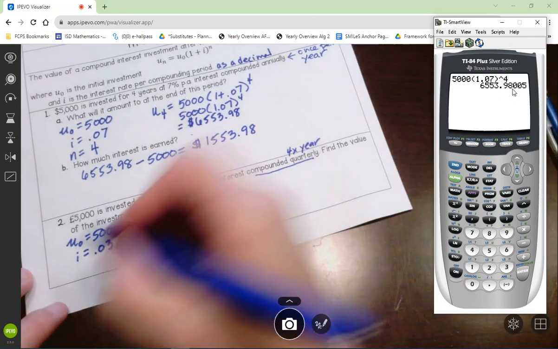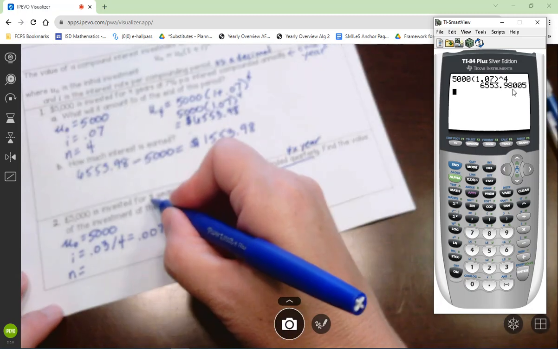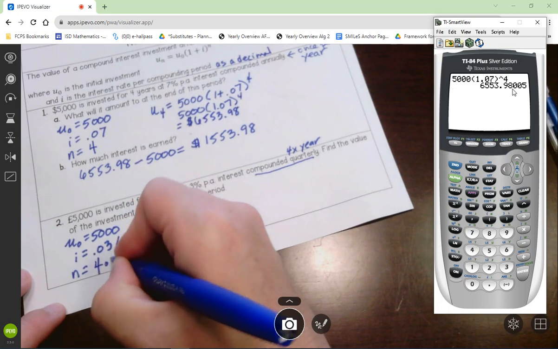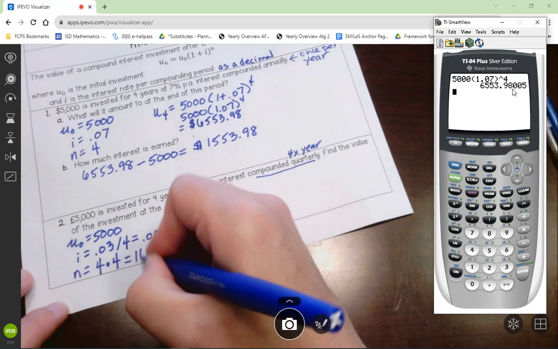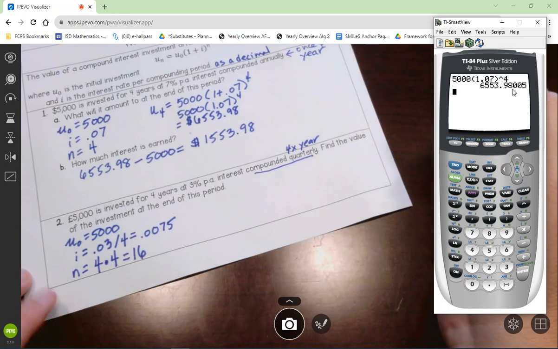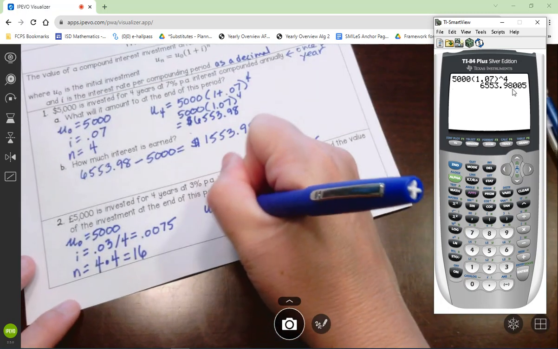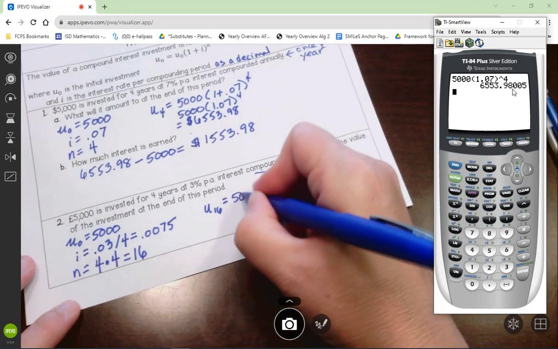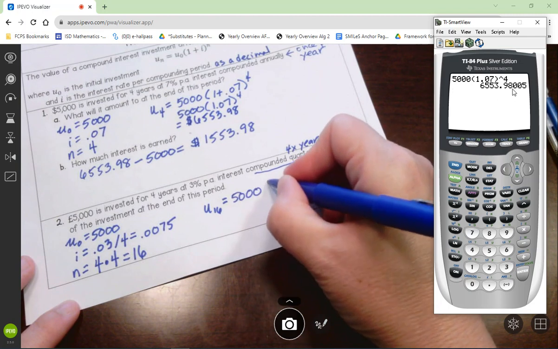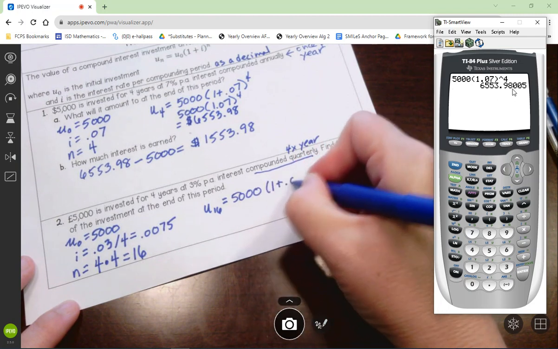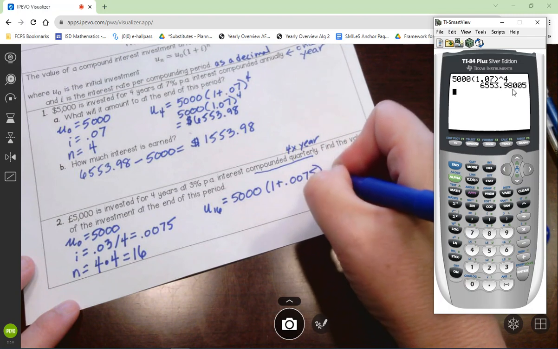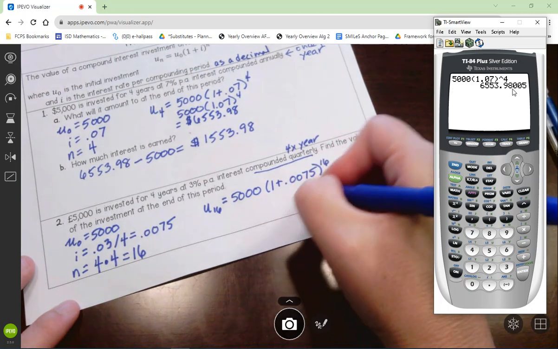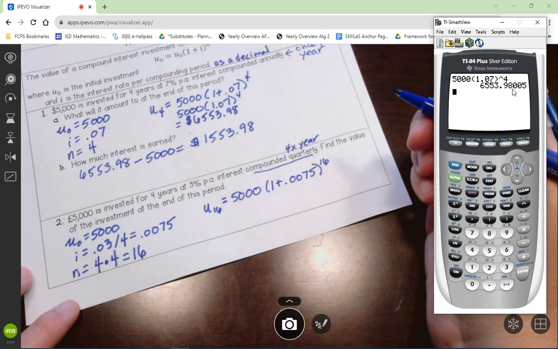Okay, and then the number of times it's compounded, well, for 4 years, but each of the 4 years is compounded 4 times. So that'll be 4 times 4. So n is 16 times that the interest is compounded. So to find u sub 16, time periods, still 4 years, you're going to take your start, 5,000, multiply it by 1 plus 0.0075 raised to the 16. And again, you can make this 1.0075 in your very first step if you want to.